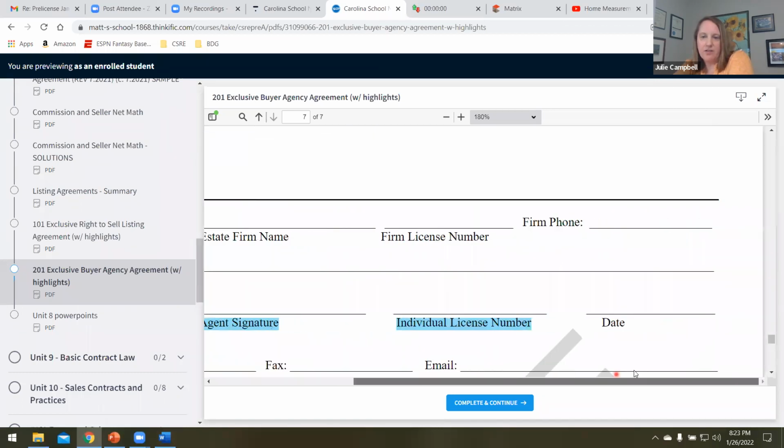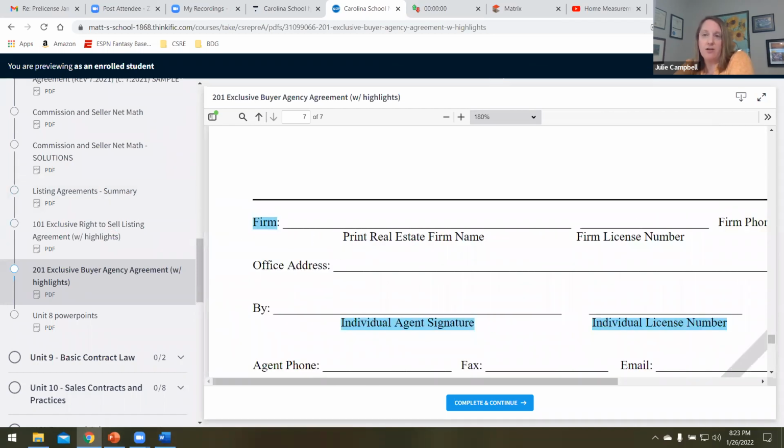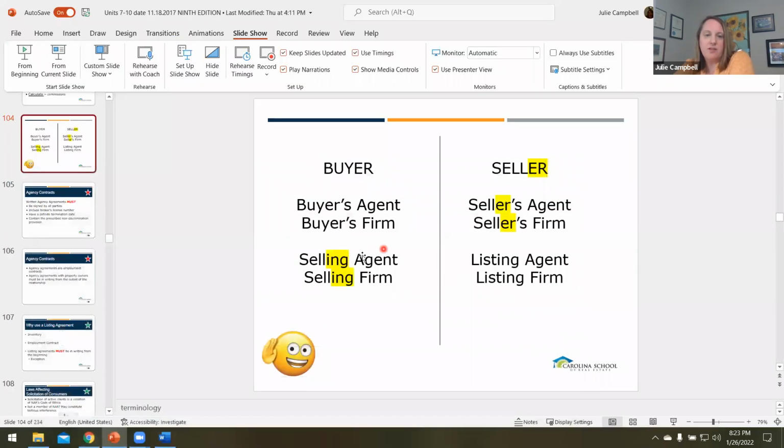So it's not on our buyer's agency agreement. It is on our offer to purchase and contract. So we'll see this verbiage when we look at our offer to purchase and contract. The selling firm, the listing firm. You're either listing the property for the seller or you're selling it to the buyer. Or both.